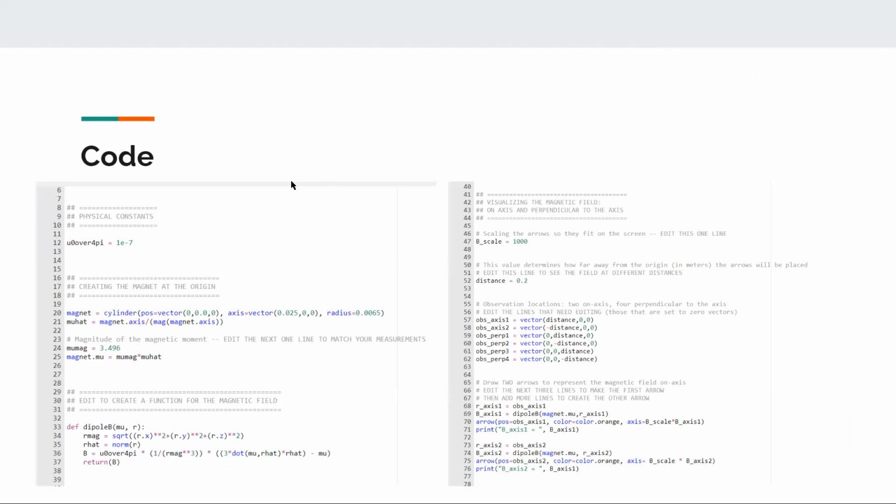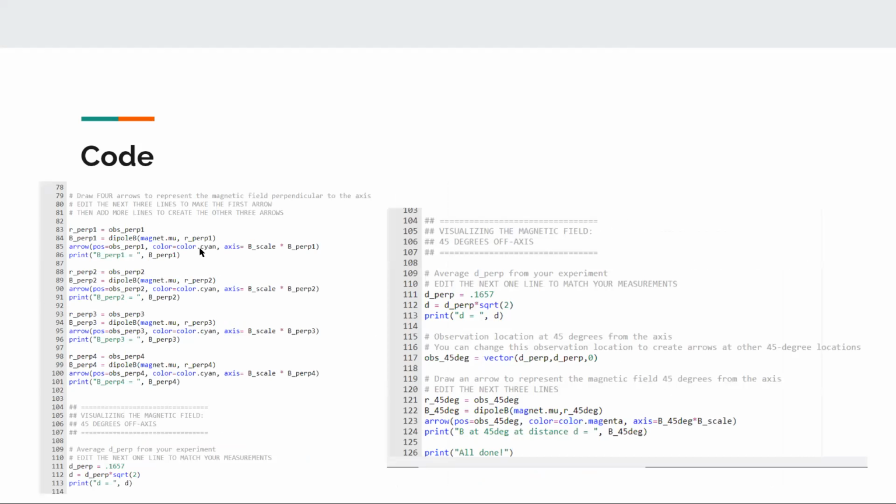The code is quite simple. First of all, just setting up our physical constants. Next up is creating the magnet at the origin right here, just the cylinder. And here we have the magnitude of the magnetic moment as previously calculated. Over here, we're just creating a function for the magnetic field itself, just the Biot-Savart law. And over here, we're creating some vectors to demonstrate each of the magnetic fields, both the perpendicular and on-axis ones.